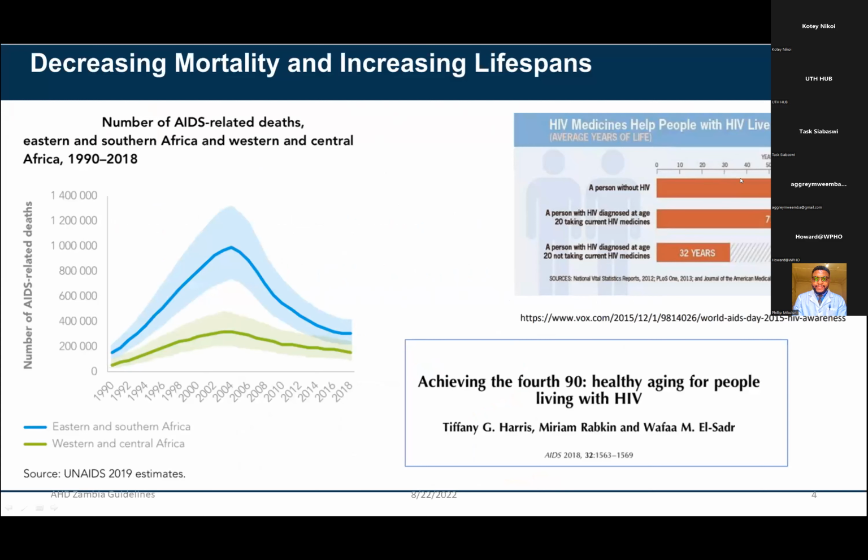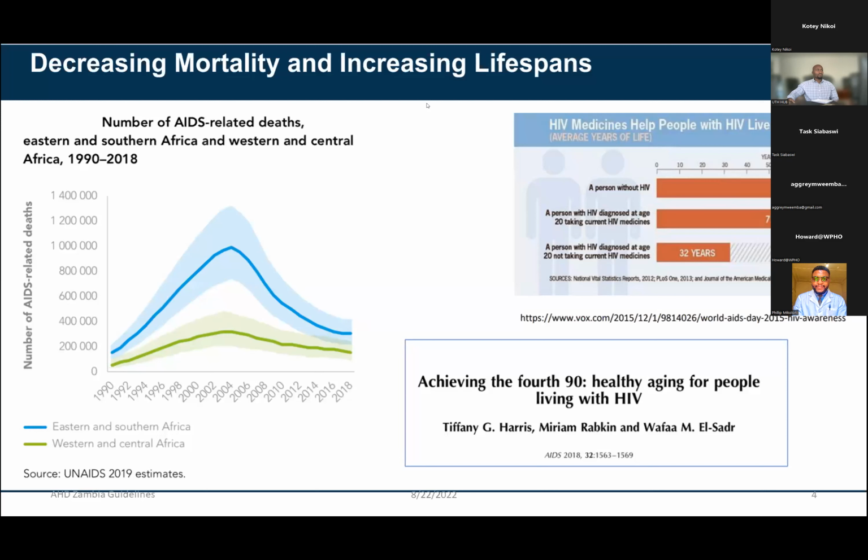So this slide is just illustrating that because of ART, mortality has reduced and there's increasing lifespan. On the upper right panel, you can see that a person living without HIV probably has a life expectancy of about 79. If you are diagnosed with HIV and you start taking medication at age 20, probably your lifespan would go up to 71 years. If you are 20 years old and HIV positive and you're not on the medication, probably you will just go up to 32 years.